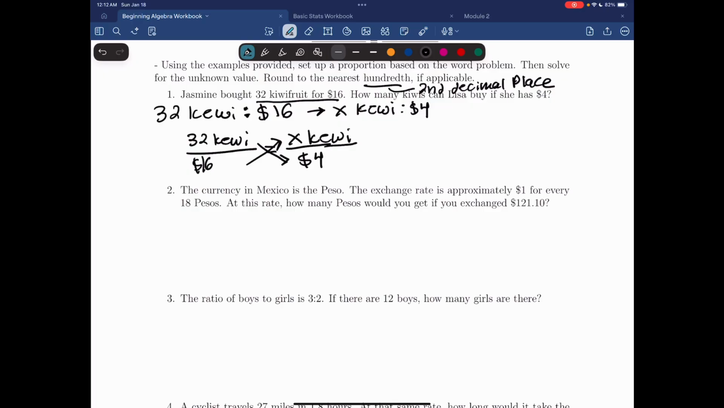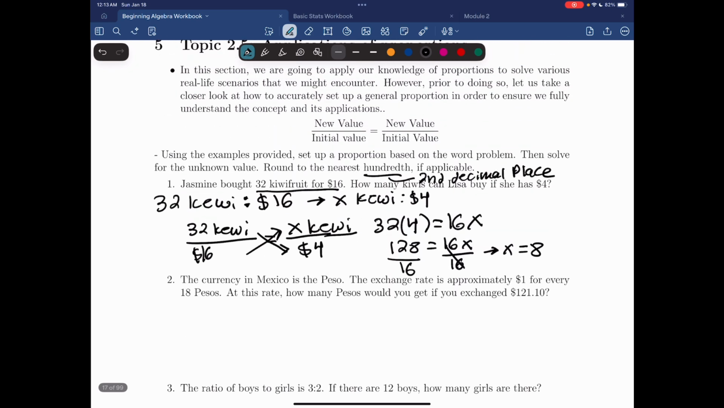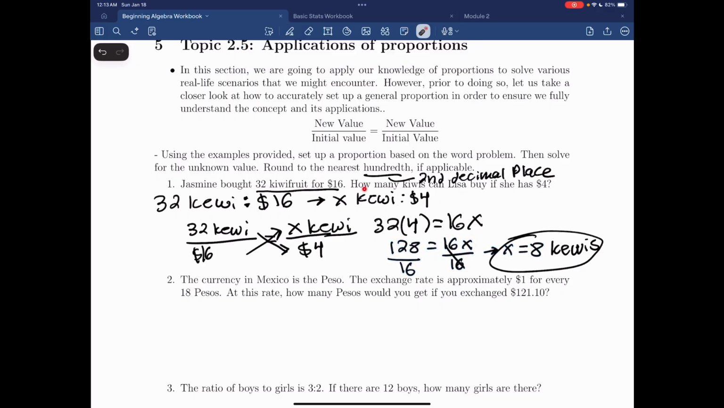So we're going to get 32 times 4 equals 16x. Now, 32 times 4 is 128. And we're going to set that equal to 16x. Now to solve for x, we're going to divide 16 on both sides. And we get x equals 8. Now, x equals 8 what specifically? Recall x equals 8 kiwis. So for every $4, you can get 8 kiwis.